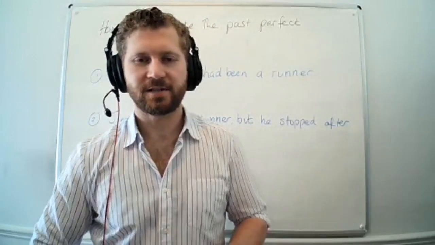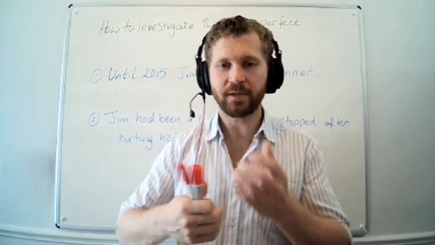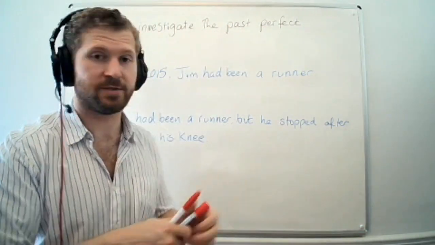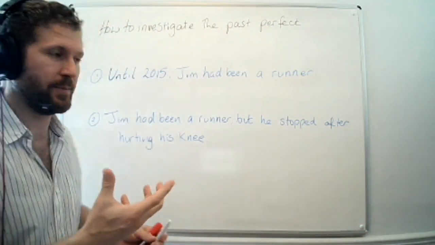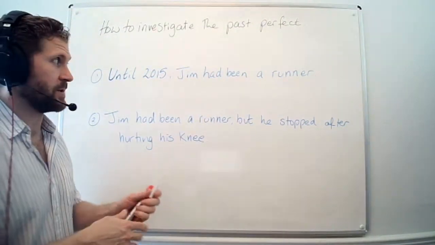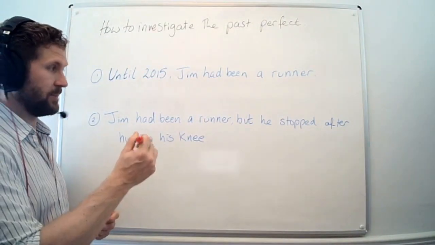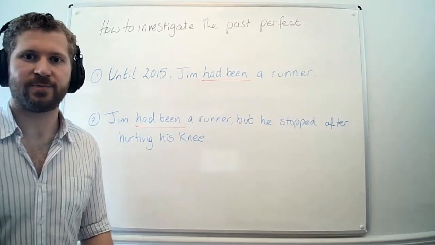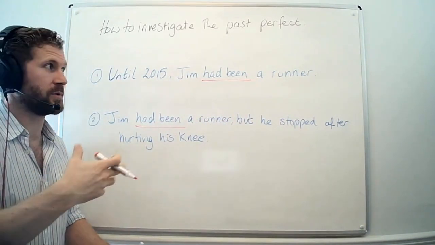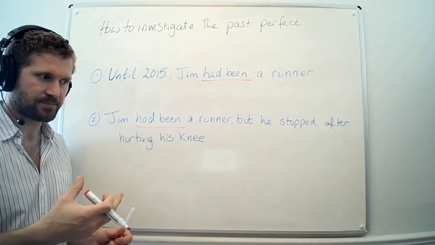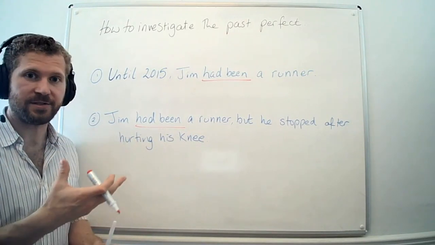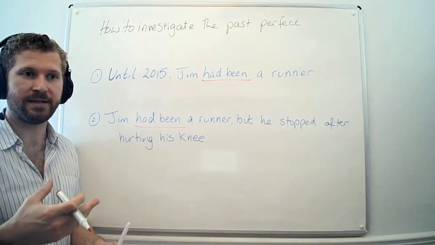All right, as I said, there's a couple of ways of dealing with the past perfect in GMAT sentence correction. So I've got a couple of examples behind me that we'll take a look at here to go into a little bit more depth on this tense. So first of all, two sentences here. In both of them, we've got that same verb in the past perfect that we had before. In both cases, Jim had been a runner. Now we need something else in order for this to work properly in the GMAT.